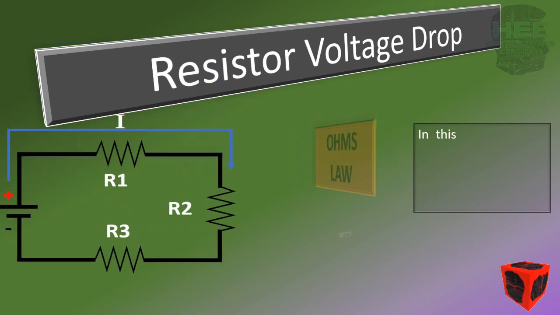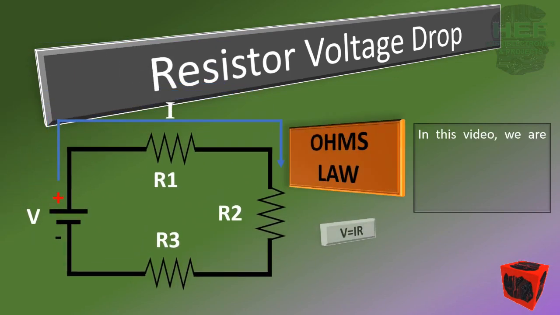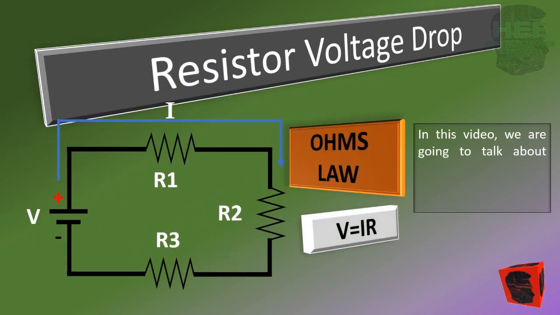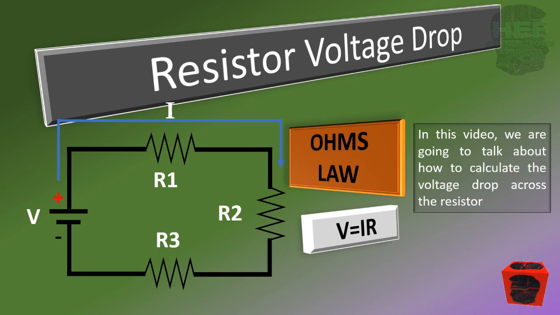In this short video, we're going to talk about how to calculate the voltage drop across a resistor. I'll give you 3 examples on how to calculate voltage drop in a resistor installed in a circuit. Let's start.